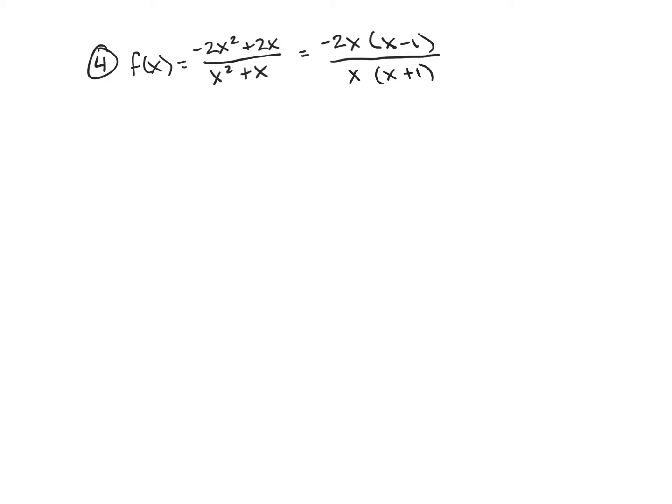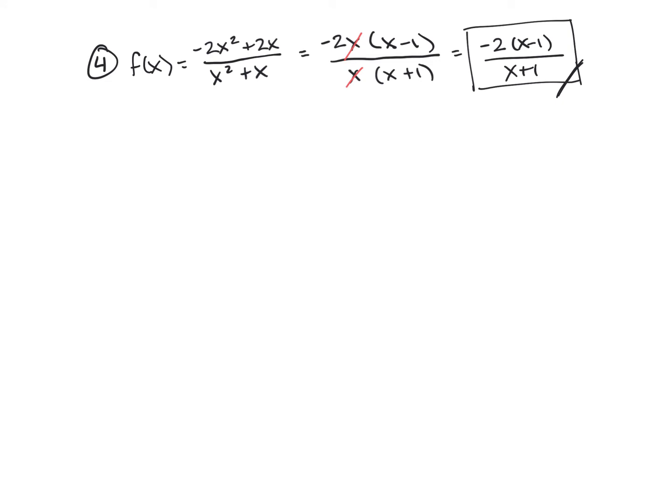Now I see that I have an x in my numerator and an x in my denominator, so I'm going to cancel those out. We're going to be left with negative 2 times x minus 1 over x plus 1. This is the equation that we will be using from now on when we check everything out. But I go back and ask myself, what about this x that we canceled out? Remember, if you have a factor in your numerator and your denominator that you canceled out, that becomes a hole. So even though it's just an x by itself, it's still a factor.